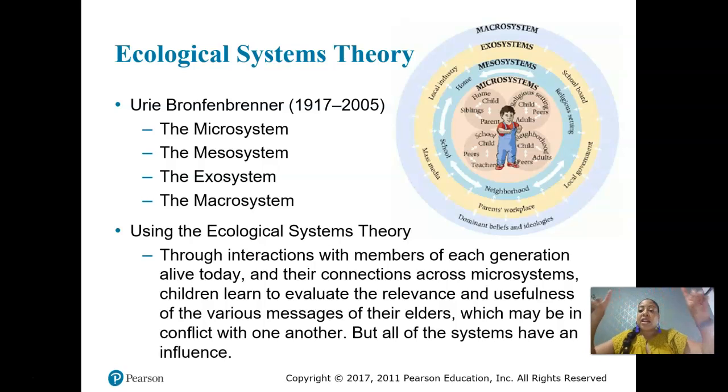We go into the next ring, the exosystem, so we're getting a little farther away from the child, but there's still a sphere of influence there. We have things like the school board, local industry, parents' workplace, mass media. And then finally, all the way in the outer ring is the macrosystem, and those are the dominant beliefs and ideologies of that society, that culture, etc.